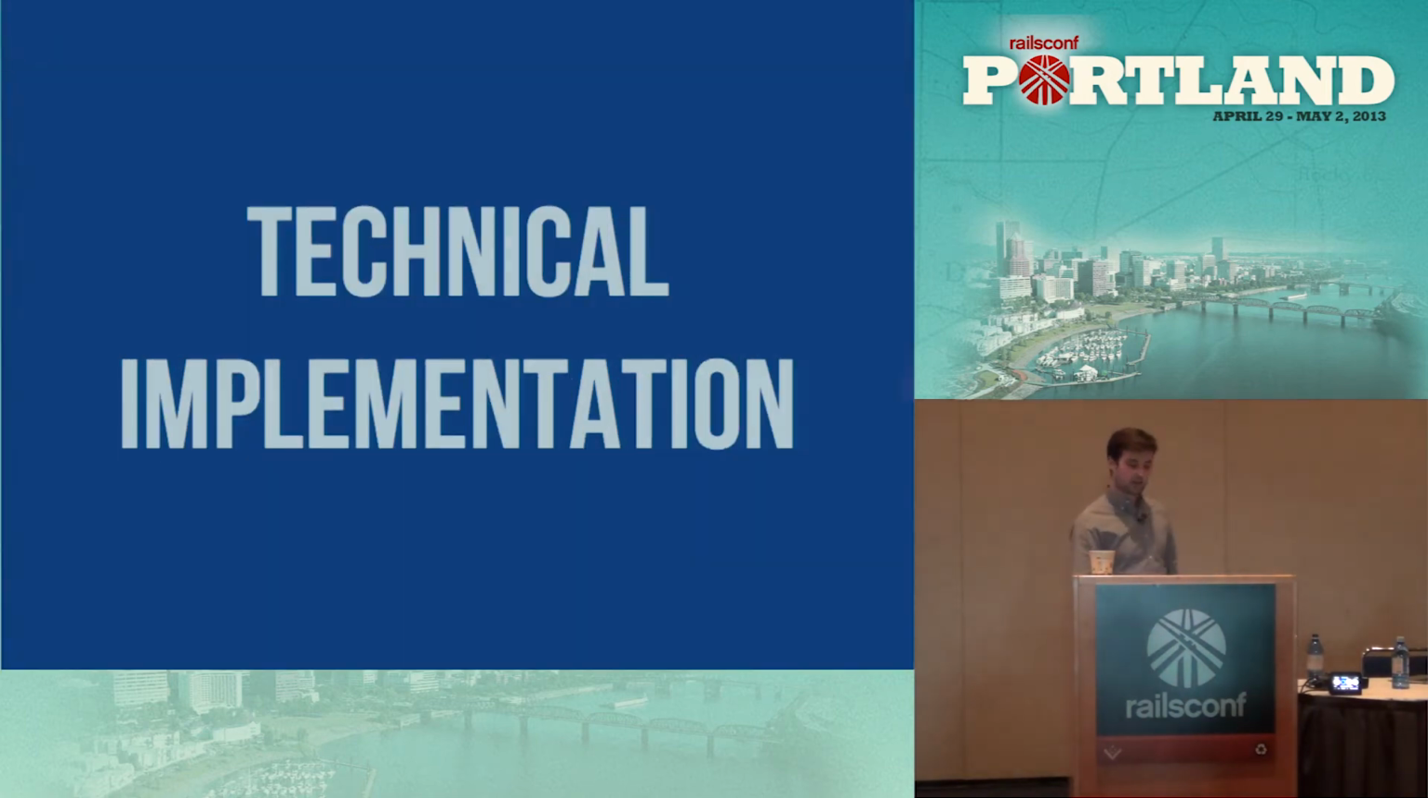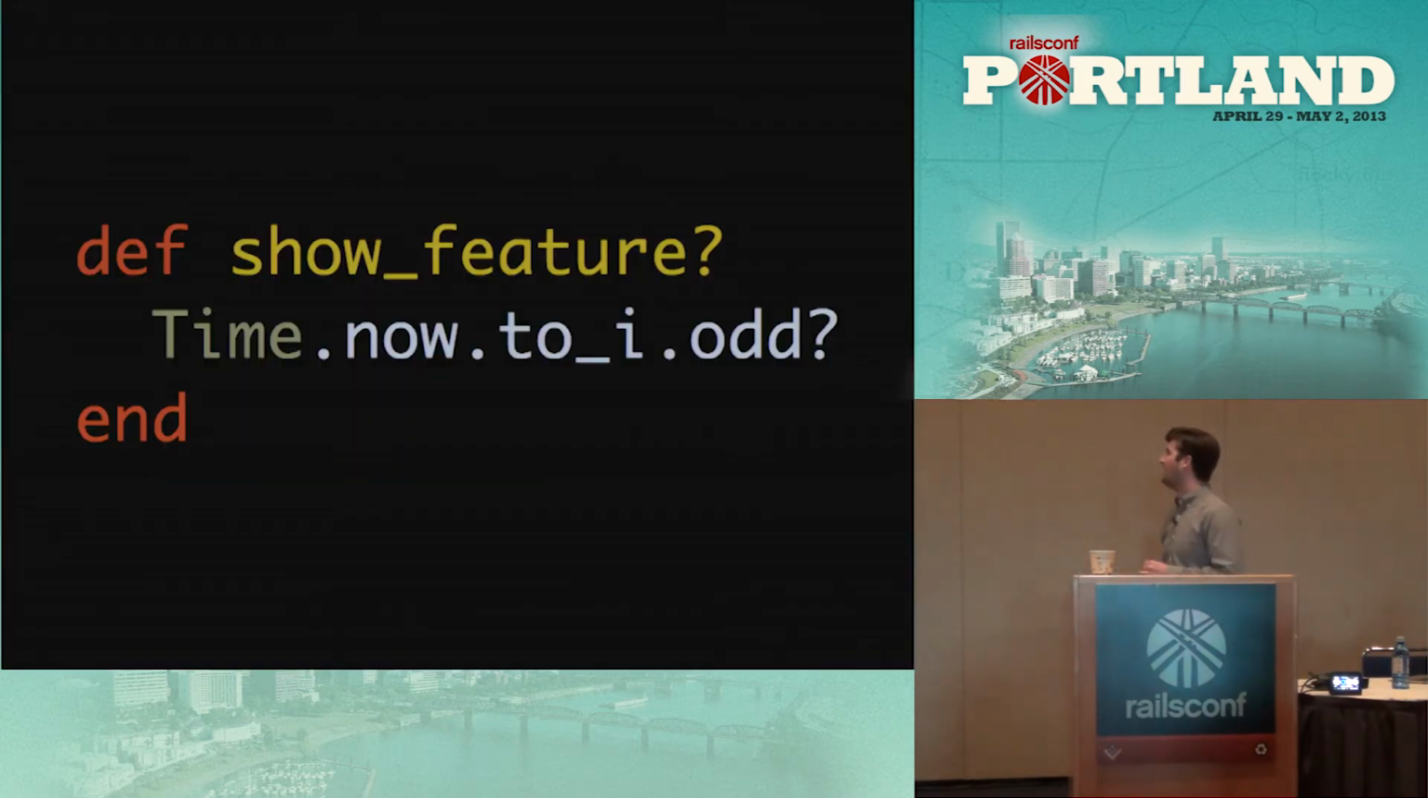So I want to talk about our technical implementation a little bit, beginning with this. This is something that I think would be probably the most naive solution that you could think of. If I wanted to just split users into A and B buckets for a given experiment, what's the easiest thing I could do? Well, maybe if the integer value of this second is odd, I'll show it. If it's not, I won't. So this one might be obvious, but can anyone think of why this isn't a great idea?